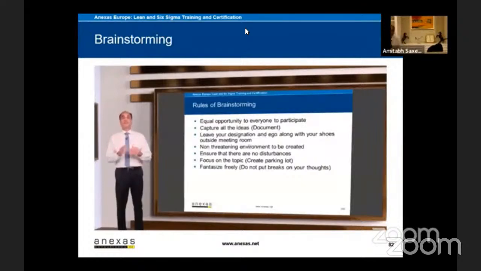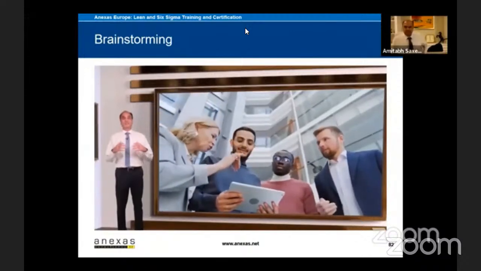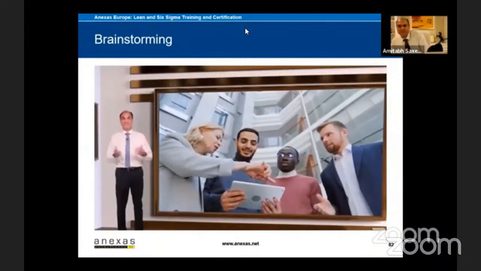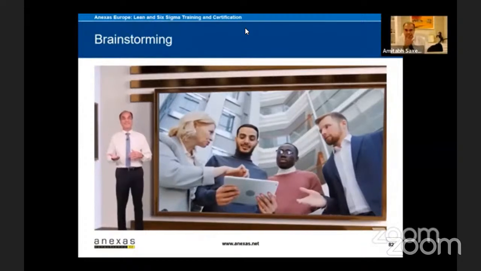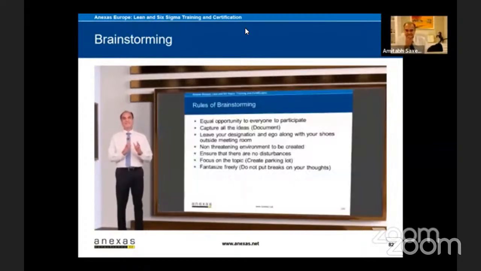We should encourage people to fantasize freely. We should not put brakes on our thoughts. So you can give some out-of-the-box ideas, you can give some wild ideas, and if people are giving you wild ideas, they should be encouraged. If you give a specific duration of brainstorming, we should try to complete the brainstorming within the time duration.